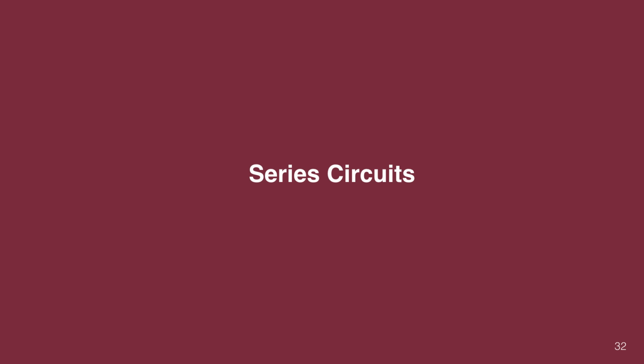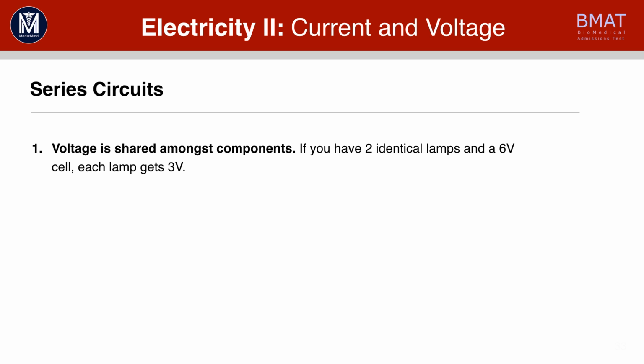We'll now look at series circuits, and we'll go through some certain rules for series circuits before having a look at parallel circuits. In series circuits, all components are connected in line with each other. And this means that voltage is shared amongst components. The voltage comes from the battery or cell.